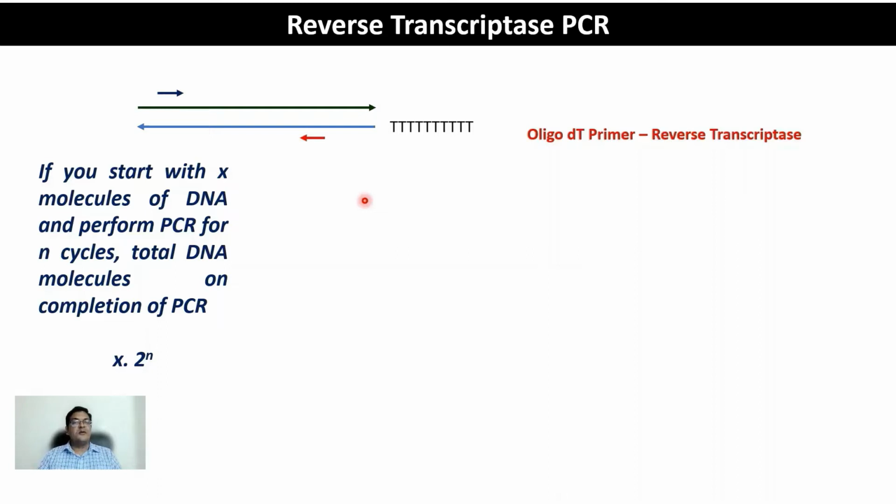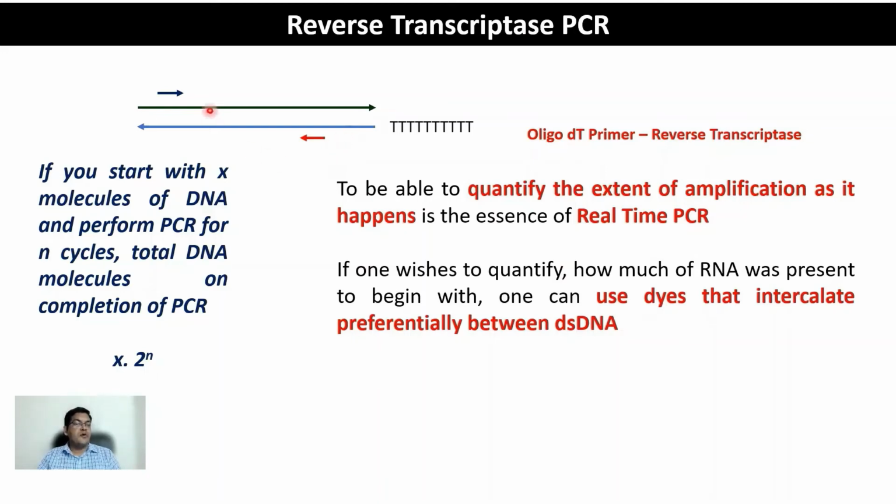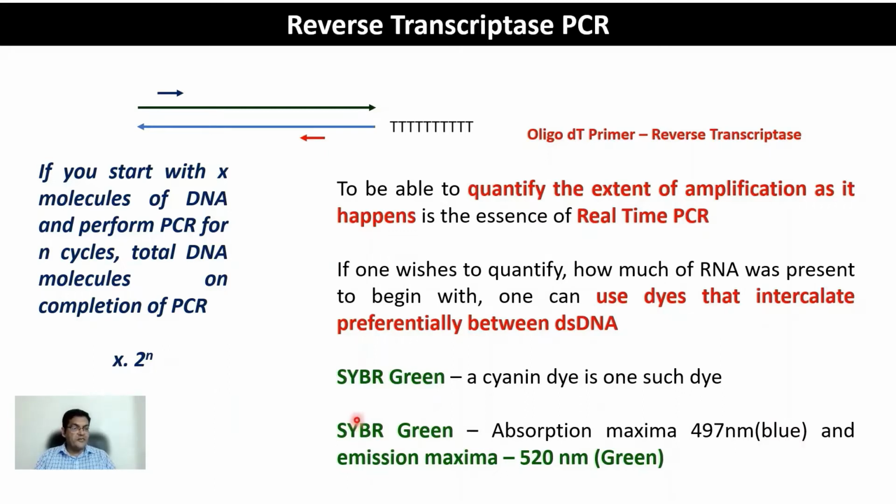What you would also be interested in is to see in real time what is the extent of amplification that happens for your cDNA molecule. To be able to quantify the extent of amplification as it happens is the essence of real-time PCR. We use fluorescence to have a real-time check on the extent of amplification. Most commonly, the dye that we use is SYBR Green. SYBR Green can bind to both single-stranded and double-stranded DNA, but preferentially it binds to double-stranded DNA. SYBR Green can be excited with blue light, and once excited, it emits with an emission maximum of 520 nanometers, which is green light. So the extent of fluorescence upon excitation of the SYBR Green after every cycle can give you an idea of the extent of amplification. Also, if you have two different samples, you can compare the extent of fluorescence coming from each.